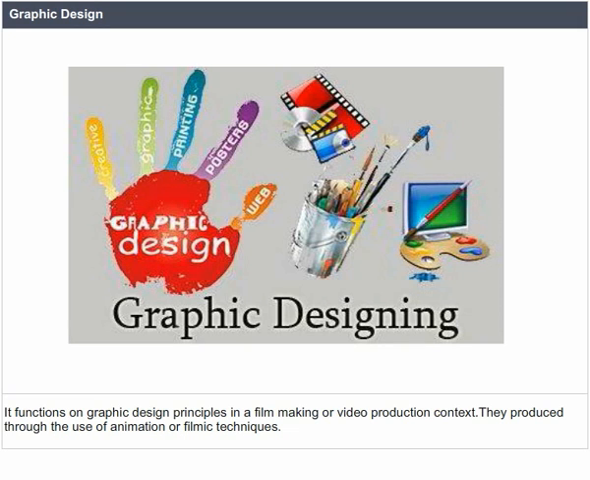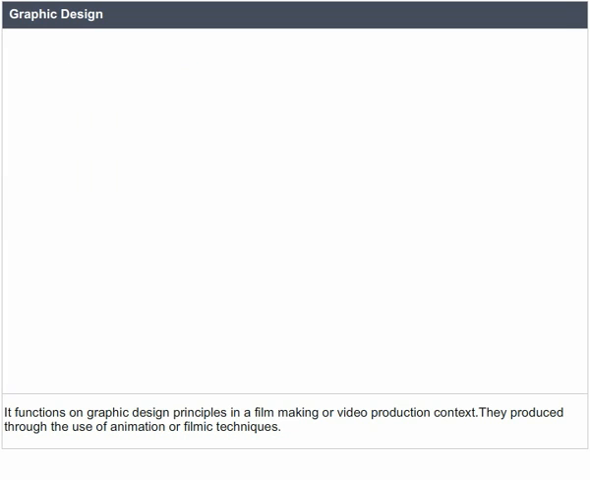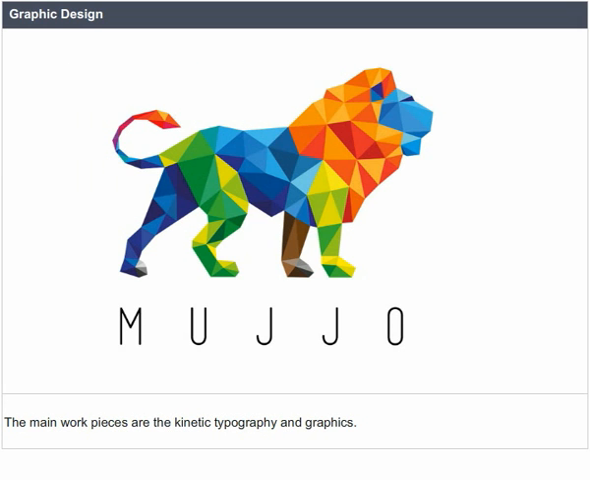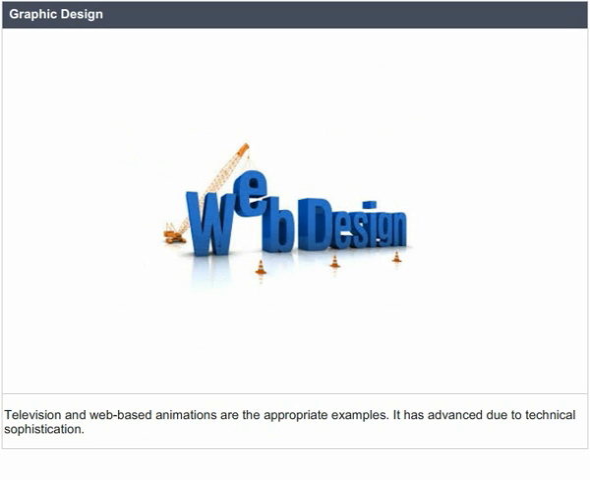Graphic design. It functions on graphic design principles in a filmmaking or video production context. They are produced through the use of animation or filmic techniques. The main workpieces are the kinetic typography and graphics. Television and web-based animations are the appropriate examples. It has advanced due to technical sophistication.